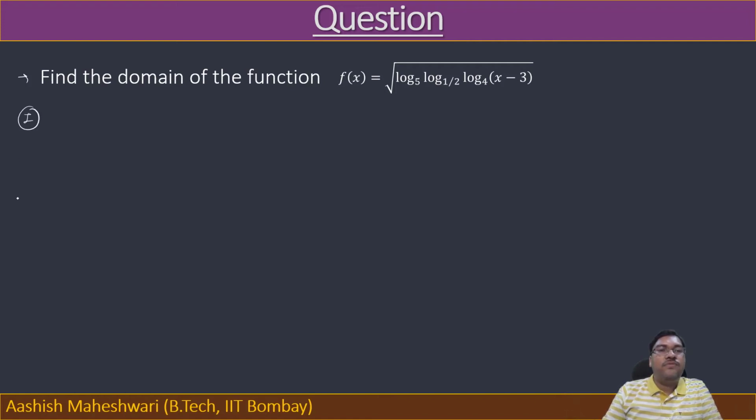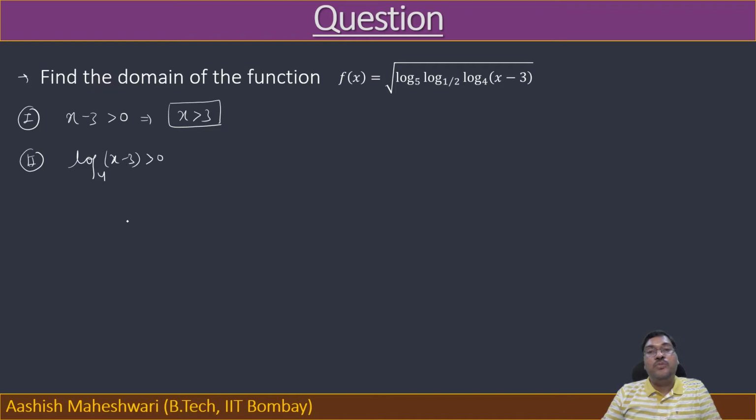The first condition: for this to be defined, x minus 3 should be greater than 0, because this log will be defined only when this quantity is positive, that means x should be greater than 3. This is the first condition. Now the second condition: you can see log of (x minus 3) to the base 4 should be greater than 0. Why should this be greater than 0? Because the second log will be defined only when this quantity is positive. So this is why this is greater than 0.